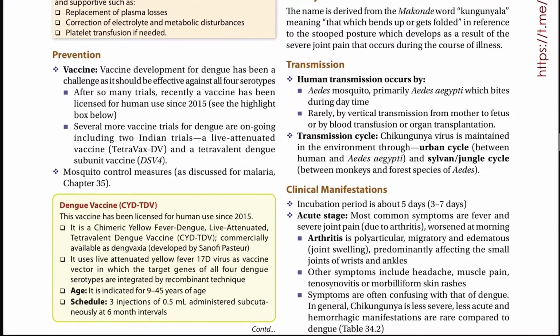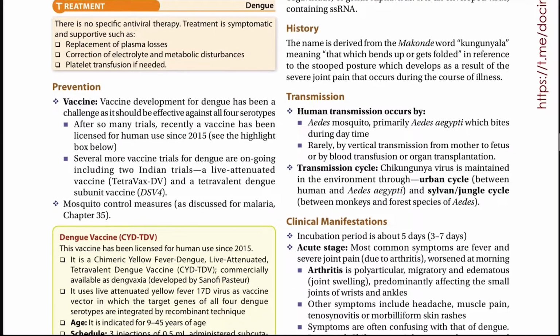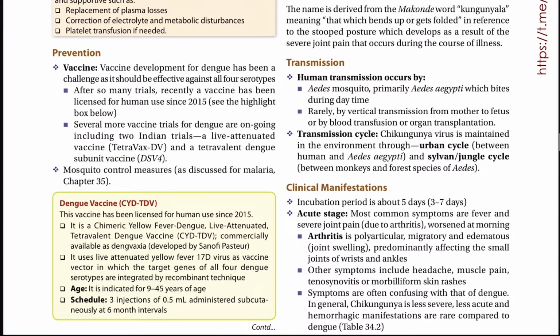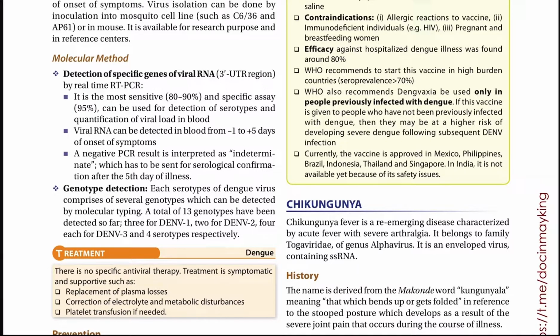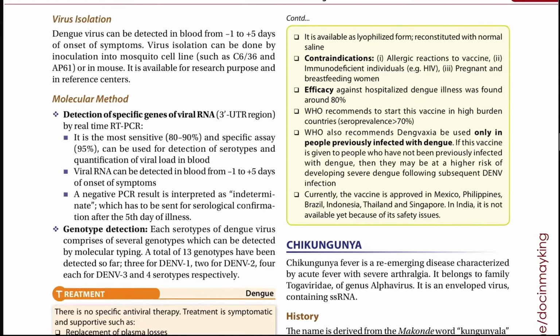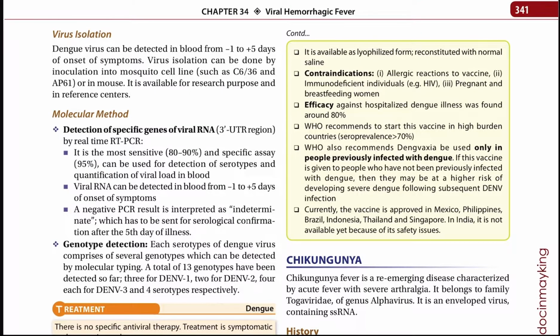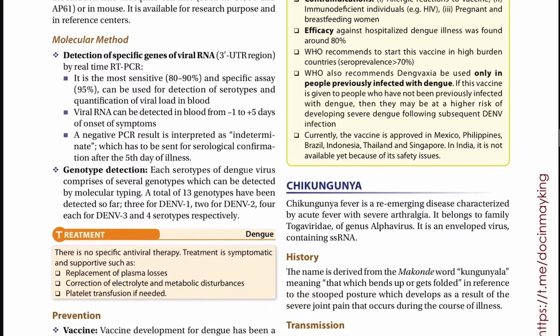Then for prevention, we use the vaccine TDV, which is given at the age of 9 to 45 years. It's scheduled as 3 injections of 0.5 ml subcutaneously at 6 month intervals. The contraindications are allergic reaction, and pregnant or immunodeficient patients. The treatment is symptomatic. The replacement of plasma loss and correction of electrolyte and metabolic disturbance should be done, and platelet transfusion if needed.